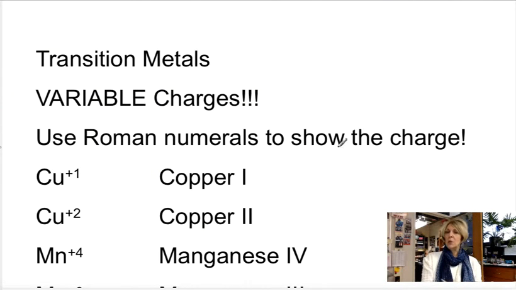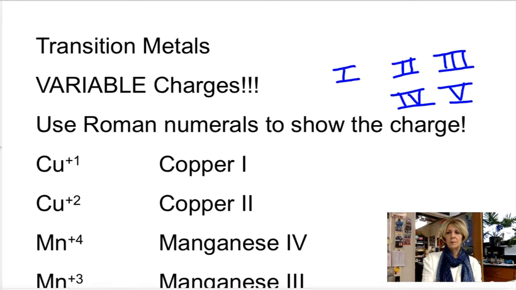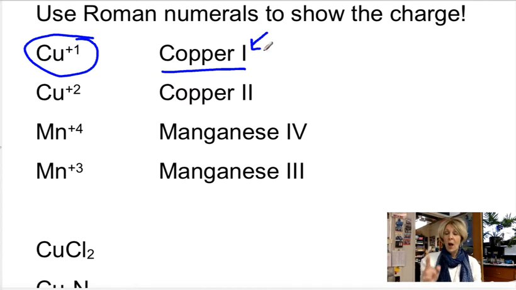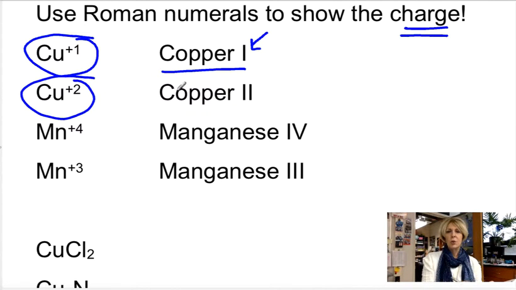What we do is we use Roman numerals to show the charge. Roman numerals are these guys that look like this, right? We don't really use very many of them. So I, II, III, IV, and V are the main ones that we're going to use for charges. And so let's see how this works. So if I am talking about a copper +1, I name it copper(I). The I means the charge is 1, not that there is 1 of them. This is the charge. So copper(II) would be copper +2.